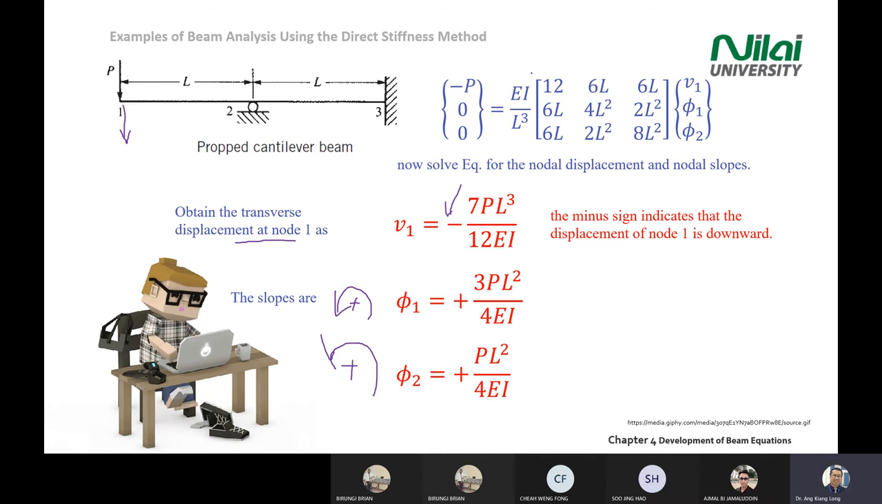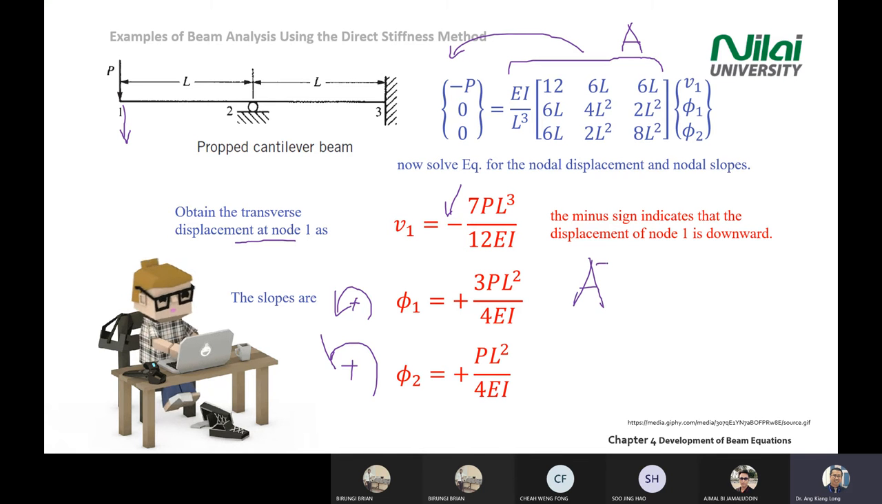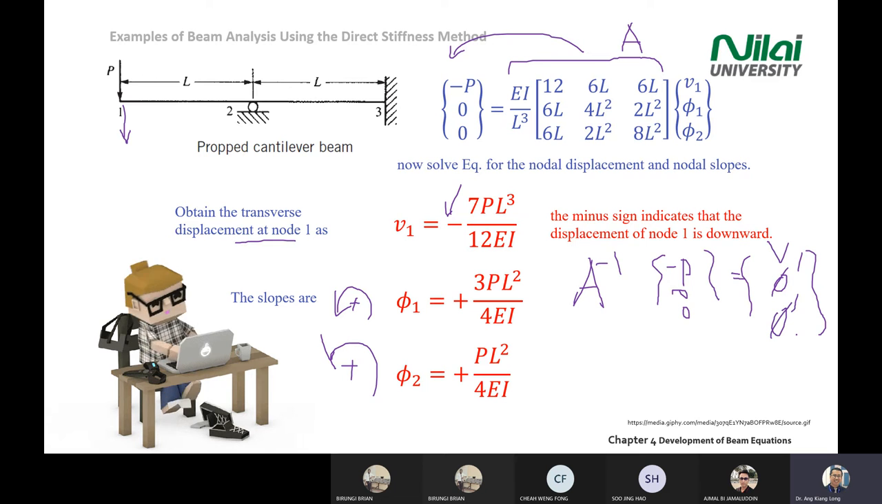Okay, so this one you need to do inverse matrix. You pull it to this side. Let's say this is your A matrix. A equal to EI divided by L cubed and this whole thing. When you move to the left hand side, it will become A inverse matrix times P minus P, 0, 0. Then you left out this one: V1, rotation 1, rotation 2.